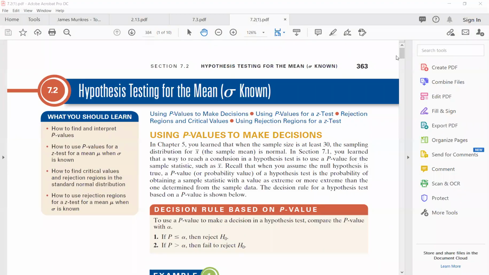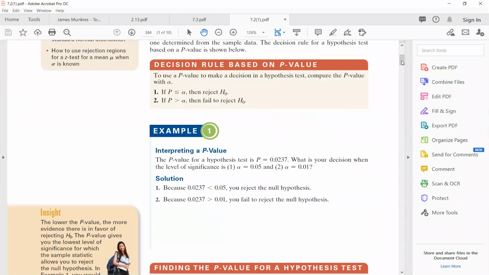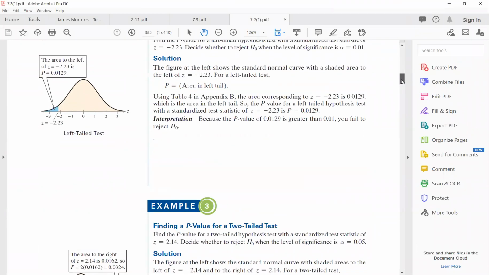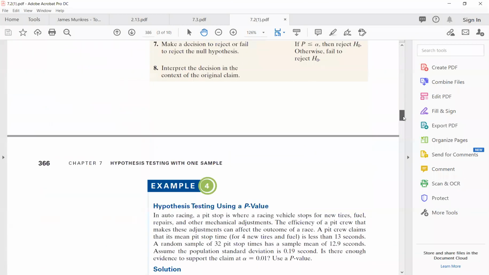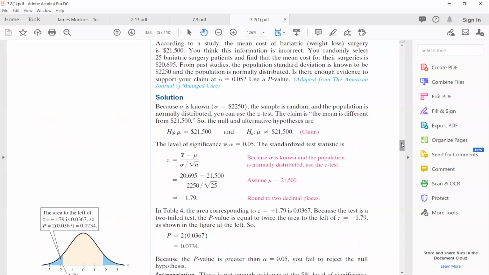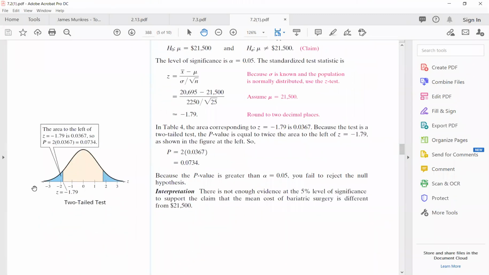To form hypothesis tests, we have to follow and find keywords. If you have less than, it means that you have a left-tailed graph. If you have greater than, it means that you have a right-tailed graph. And if you have not equal to, it means that you have a two-tailed graph, like this case here.